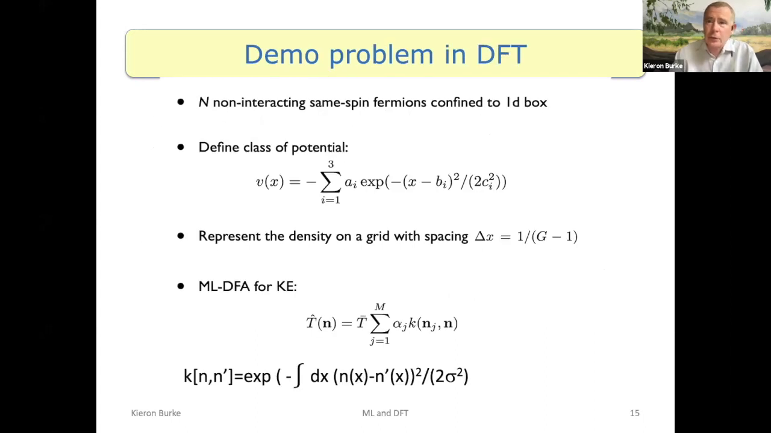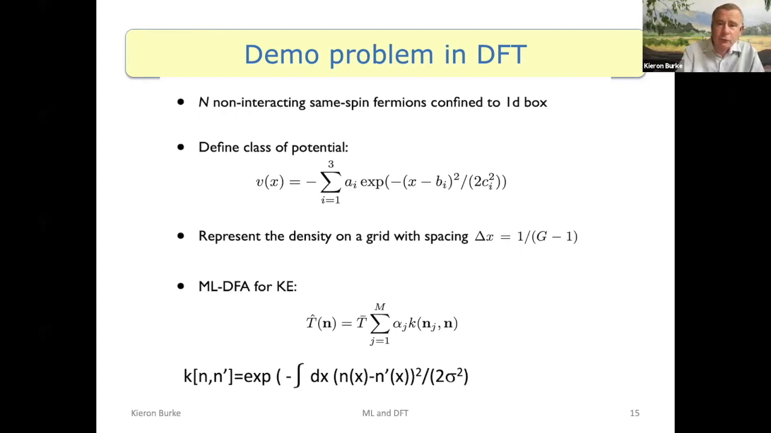About 10 years ago with some friends, we did this demo problem. We just took particles in a box and pretended they're non-interacting Kohn-Sham electrons. Could we find this kinetic energy functional accurately enough?